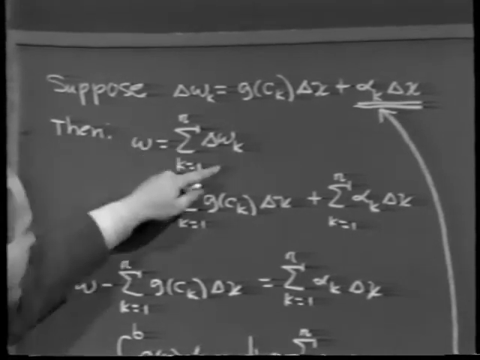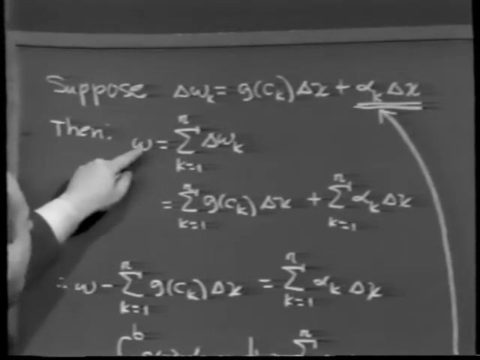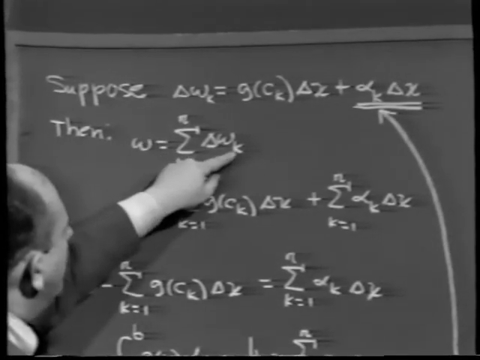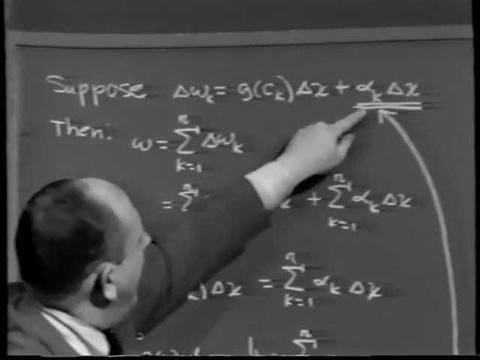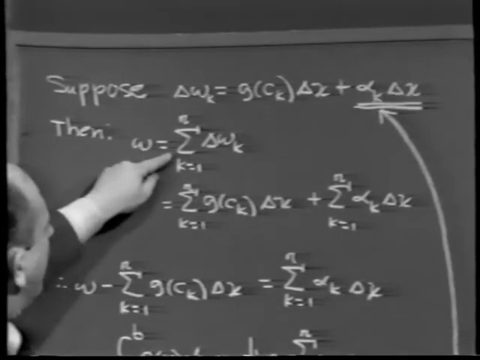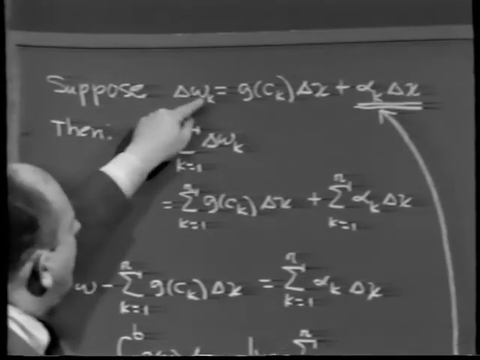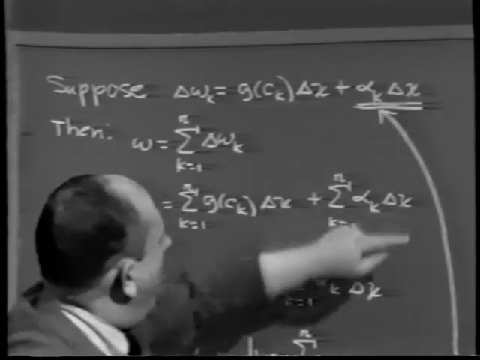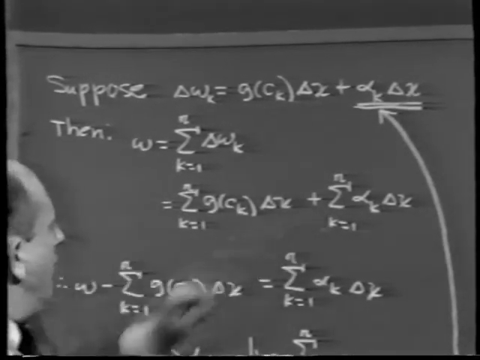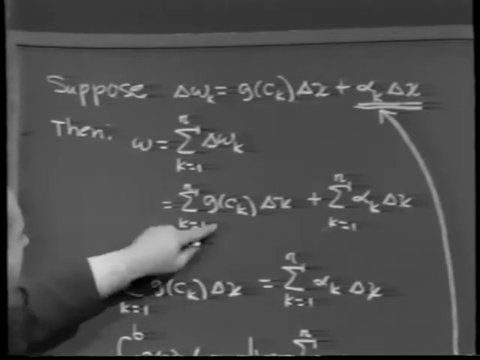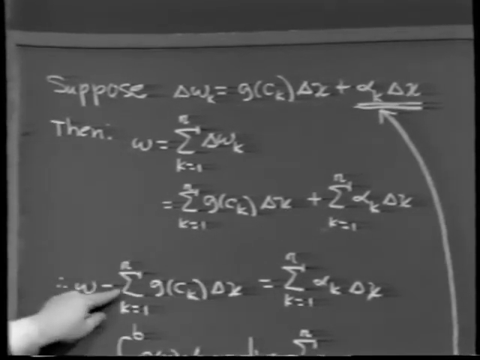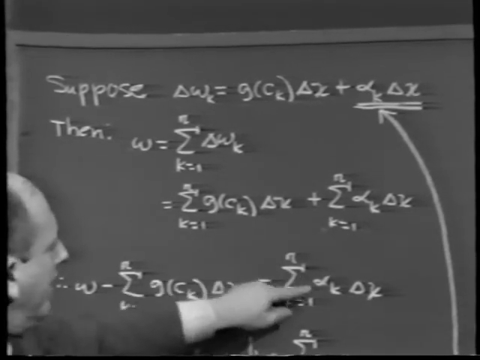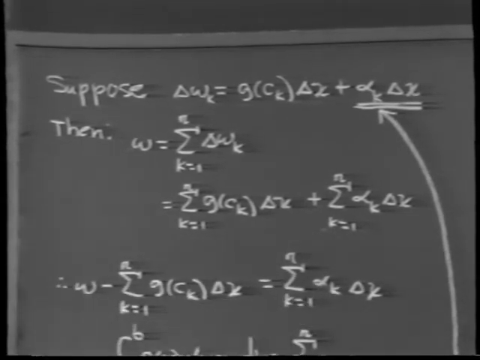And that allows me to use some theorems. See, what I can say now is, by definition, w is the sum of all these delta w's. But delta w being a sum, we can use theorems about the sigma notation. In other words, what is the sum of all these delta w's? It's the sum of all of these pieces plus the sum of all of these pieces, which I've written over here. And now you see, if I transpose, I get that w minus this sum is equal to the sum, k goes from 1 to n, alpha k times delta x.